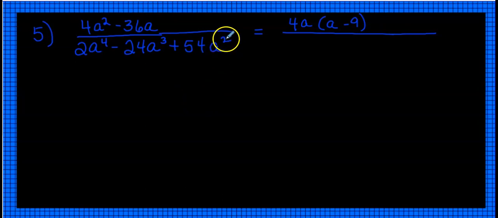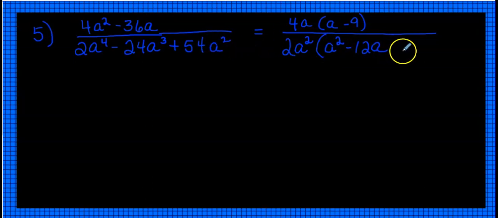So my lowest exponent on my variables is a 2, so I know I'm going to have an a squared as part of that greatest common factor. And then all of these are even numbers, so I'm also going to take out a 2. So I'm going to take out a 2a squared. This divided by 2a squared is a squared. And then that's going to be minus 12a, and that will be plus 27, right?